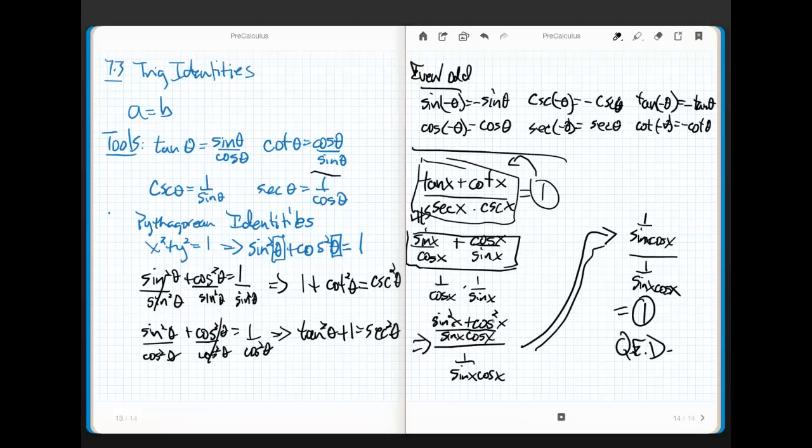Isn't that fun? Okay, now let me do another one. That was nice and simple, right? I mean, it was really a piece of cake. This was a step, this was a step, this was a step. So it was really a 3-step identity.